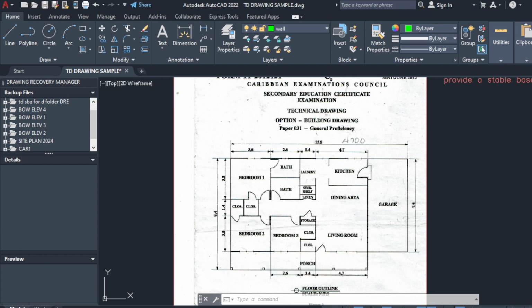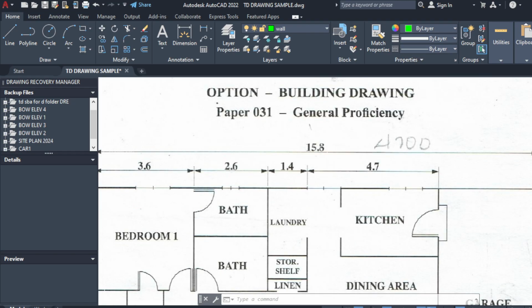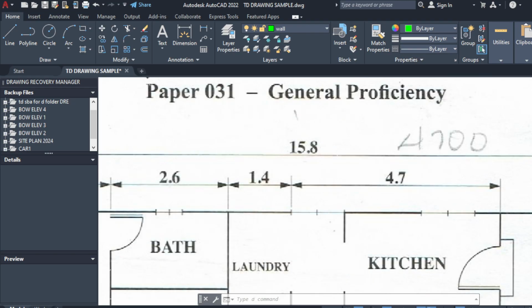Now 1000 millimeters is equivalent to 1 meter. So we're going to multiply the figure here, 15.8, by 1000, which is going to give us 15,800 millimeters.